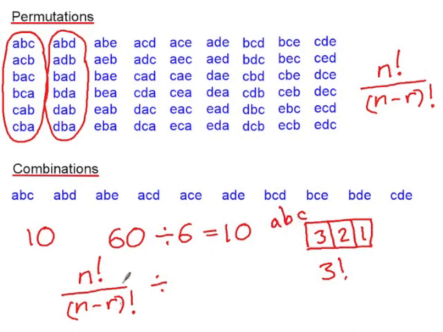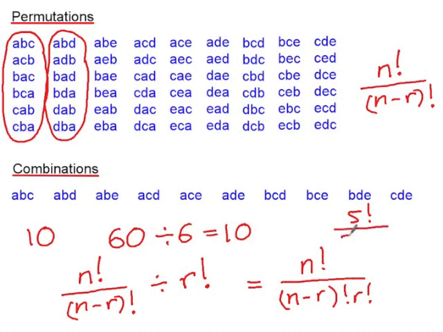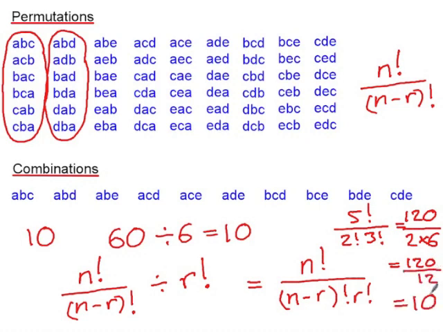So really I'm taking my original formula for the number of permutations and dividing by R factorial. And I can simplify that formula to n factorial over n minus R factorial times R factorial. That's 5 factorial over 2 factorial times 3 factorial. 120 divided by 2 factorial is 2, 3 factorial is 6, so this is 120 divided by 12, 10.